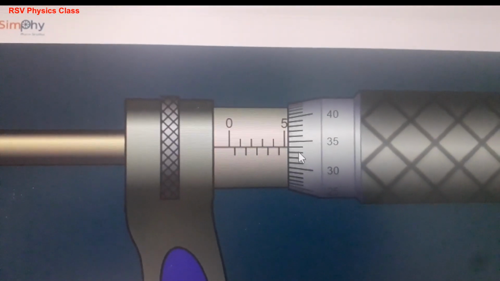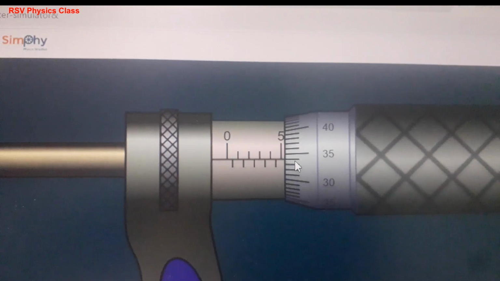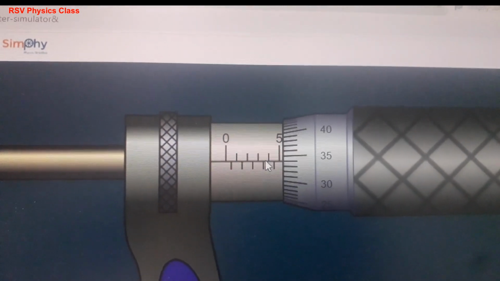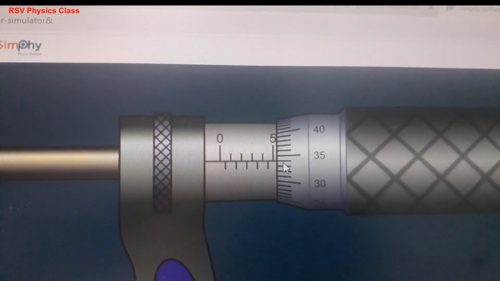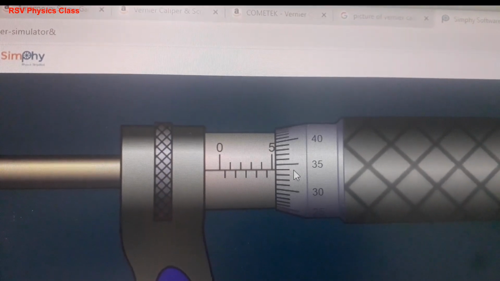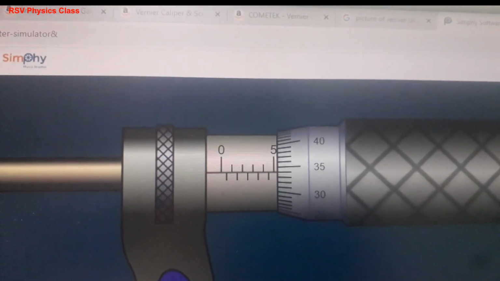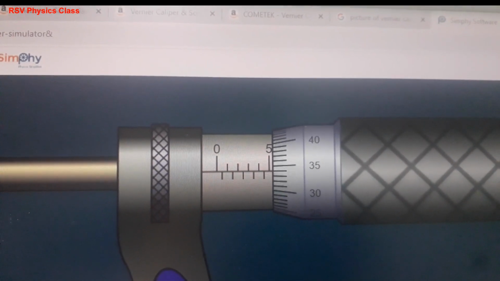So this is 34, this line on the circular scale is matching with the main scale axis. Okay, so this is 5 plus 34 into 0.01, so 5.34 mm. This is your reading of this object.